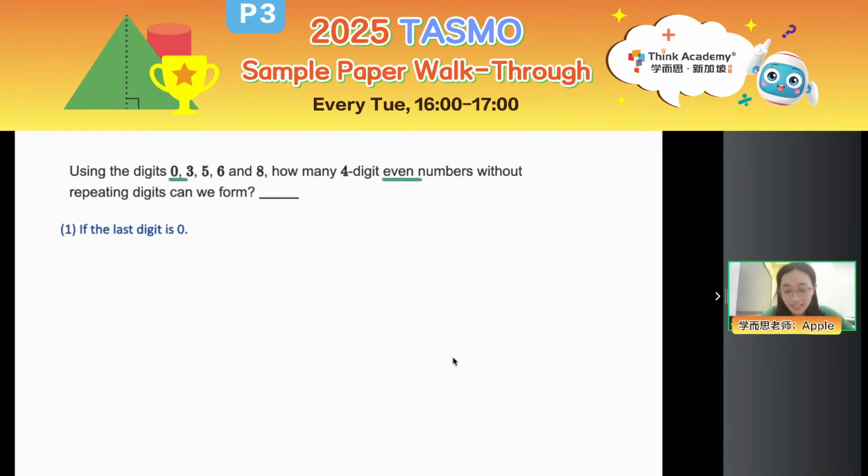Well, for the first case, if you see the last digit is 0, then you can see that actually for the last part, there is only one choice.